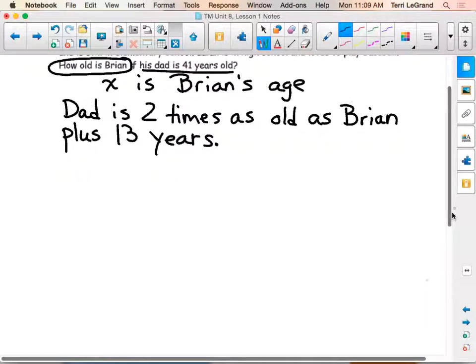Okay, what'd you write, Hannah? 2 times x plus 13. That's it? Okay, we need an equation, so can somebody finish it off here maybe, Ikea? Equals 41, okay, because it says right here Dad's age is 41, so Dad's age is twice Brian's age, 2 times as old as Brian, plus 13. Looks good, doesn't it? Okay.